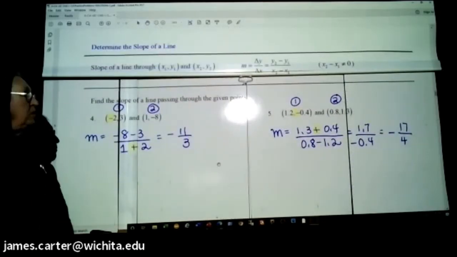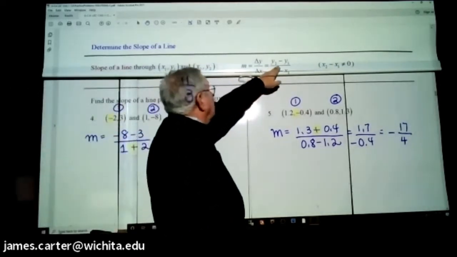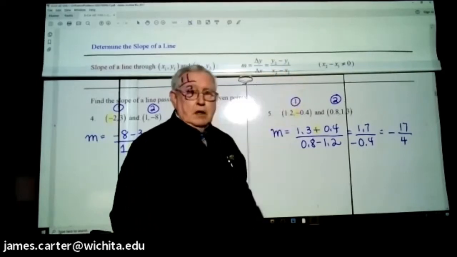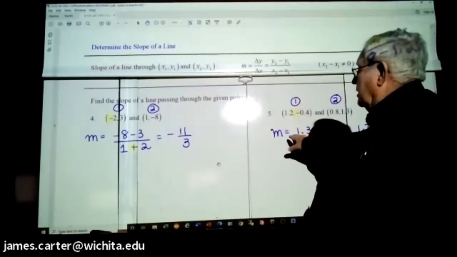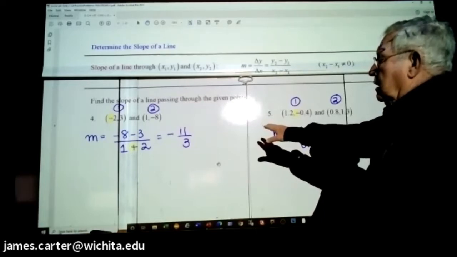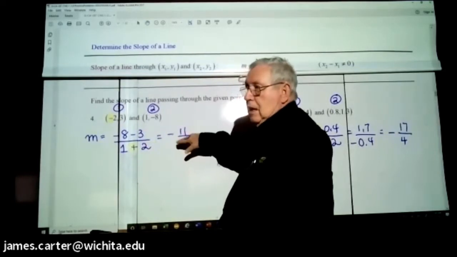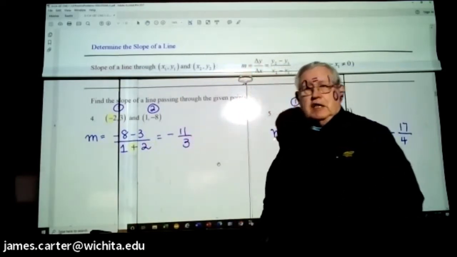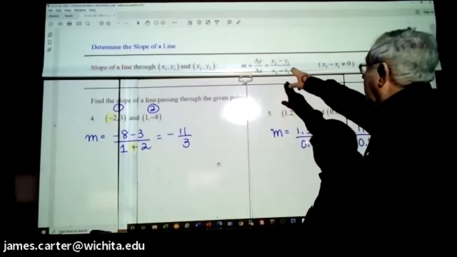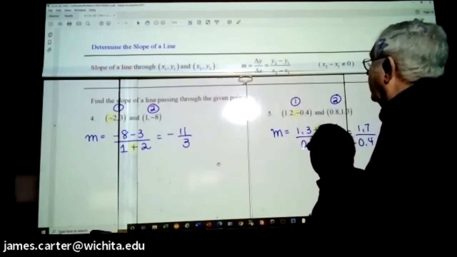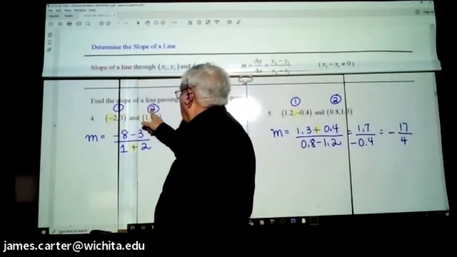Okay, on the slope problems, here you can see the slope formula that we covered earlier. There won't be specific problems like this on the test, but there will be a test problem where you have to do this as a first step in finding the equation. So we're going to apply this y2 minus y1 over x2 minus x1. They chose to call these 1 and 2.